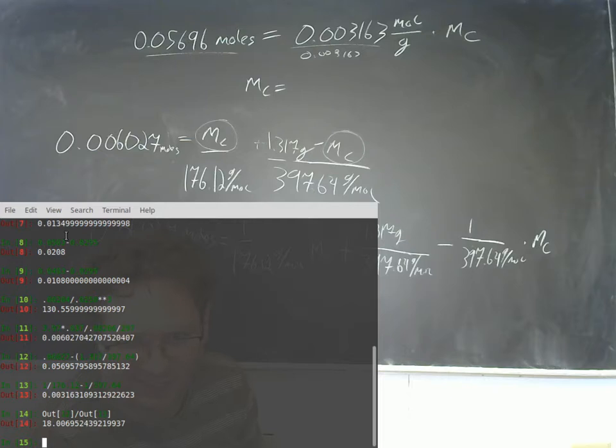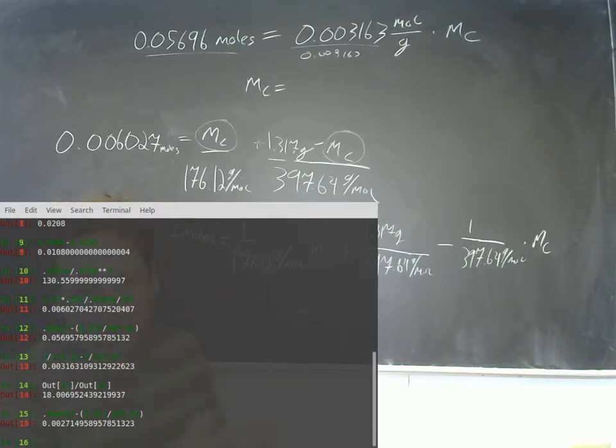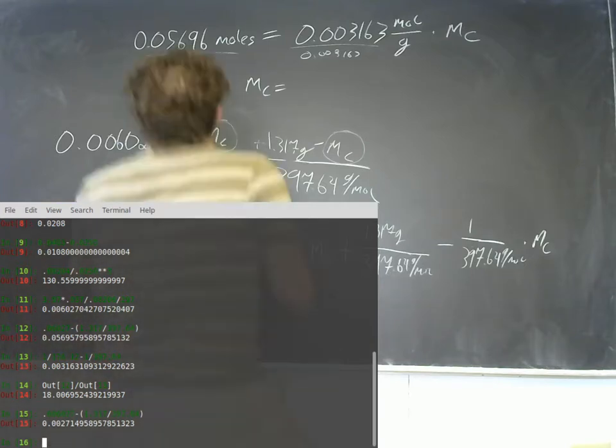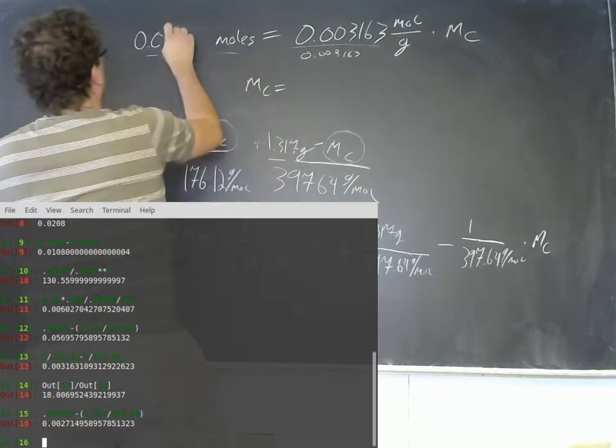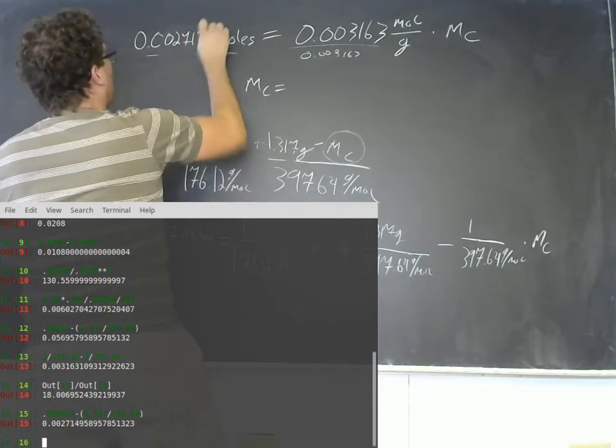Ha! I found the mistake. All right. There should have been one more zero here. 0.0060207. So if you can see on my calculator down here, that's much better. Okay, I've made that correction. It should be 0.002714 moles.